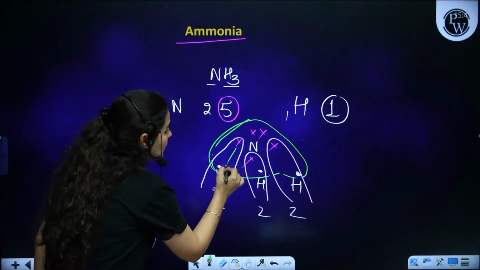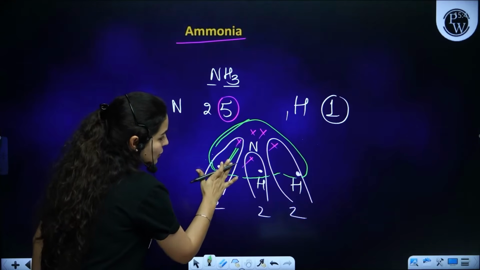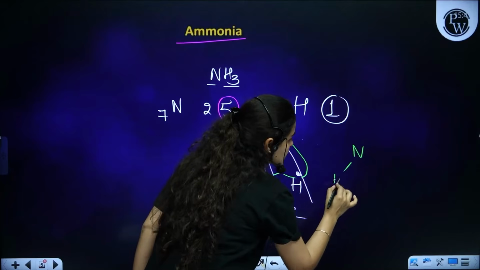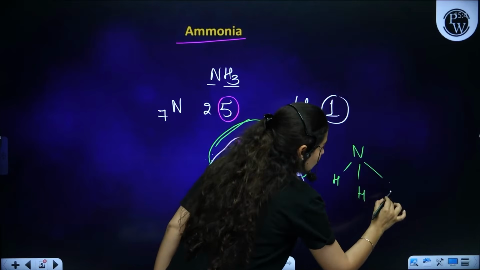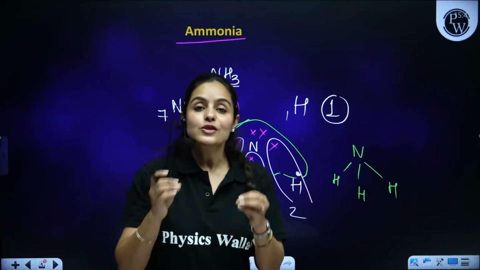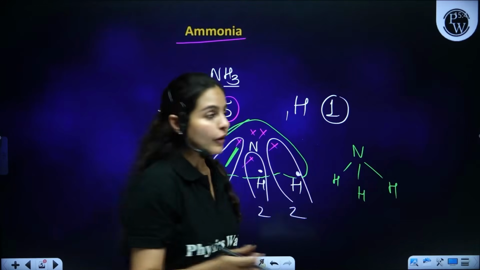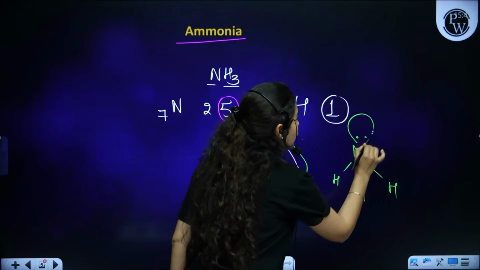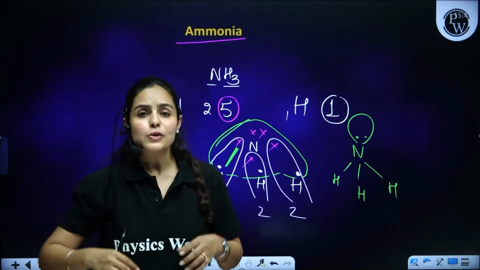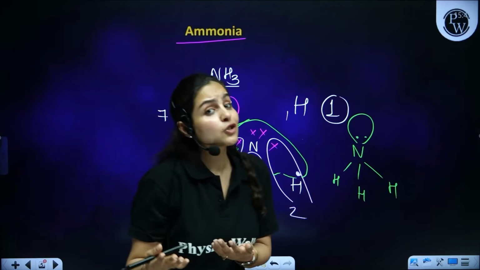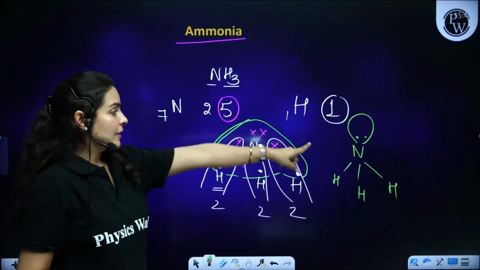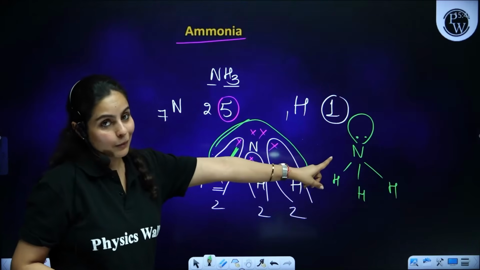1 bond requires 2 electrons. 1 bond requires 2 electrons. So it is having 3 covalent single bonds. So the ammonia structure has 3 single covalent bonds with a lone pair of electrons. What is a lone pair? Lonely pair of electrons or unbonded shared pair of electrons. That's a lone pair. So as you can see, there is 1 lone pair available here.